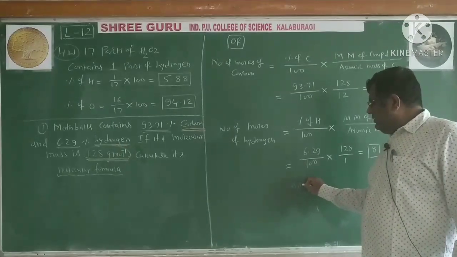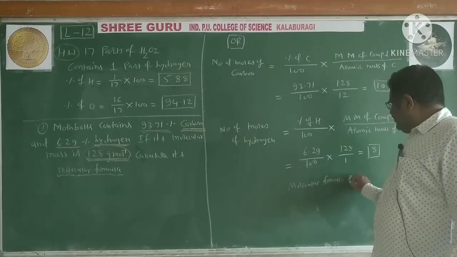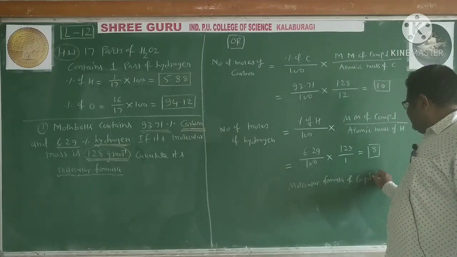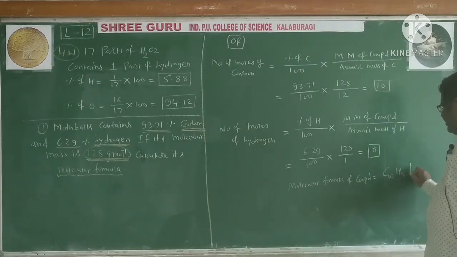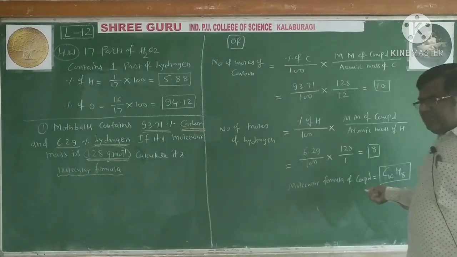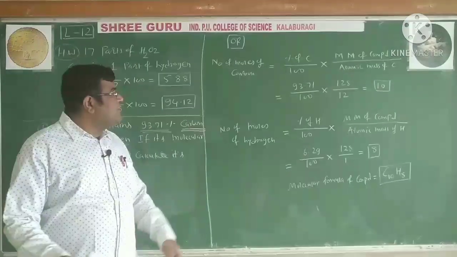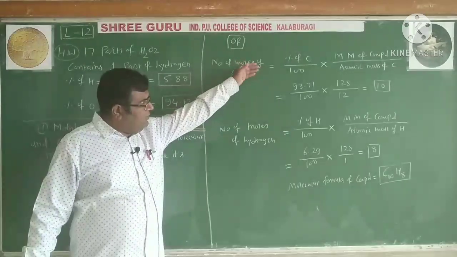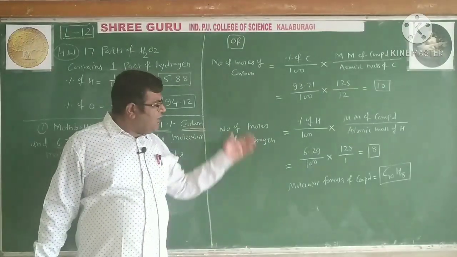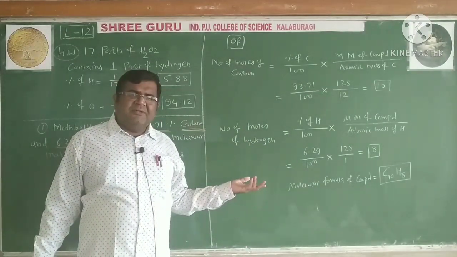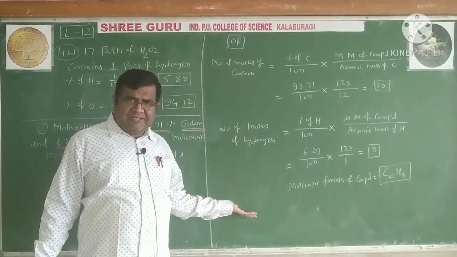That's why we can say molecular formula of compound is equal to C10H8. We get the same molecular formula by the previous method also. In the form of the table we have made, we get the same answer. So you can use this in 2 steps. If there are 2 elements, 2 steps; 3 elements, 3 steps, like that.